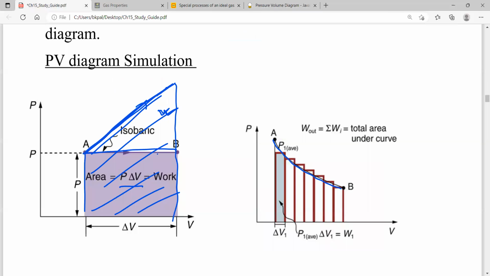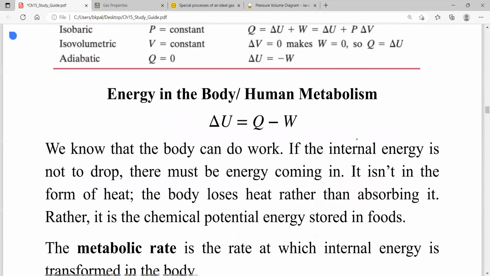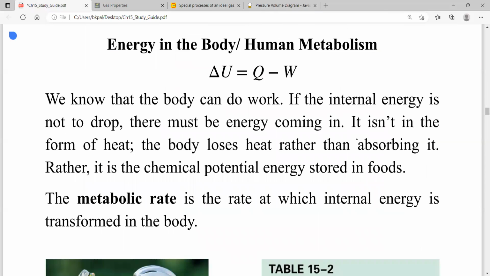In the next class, I'm going to talk about the second law. But before I stop, I want to show you this one. This table shows the summary of all the processes that you just learned. And the last thing I want to briefly mention is that you can apply the first law of thermodynamics in a human body.